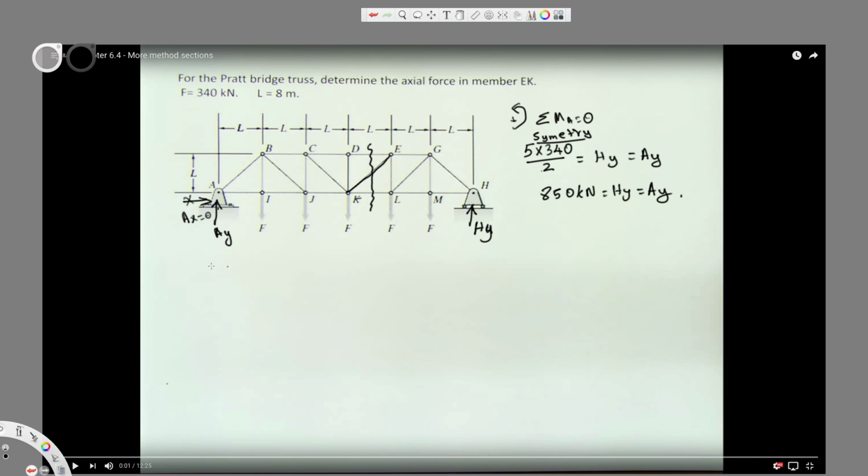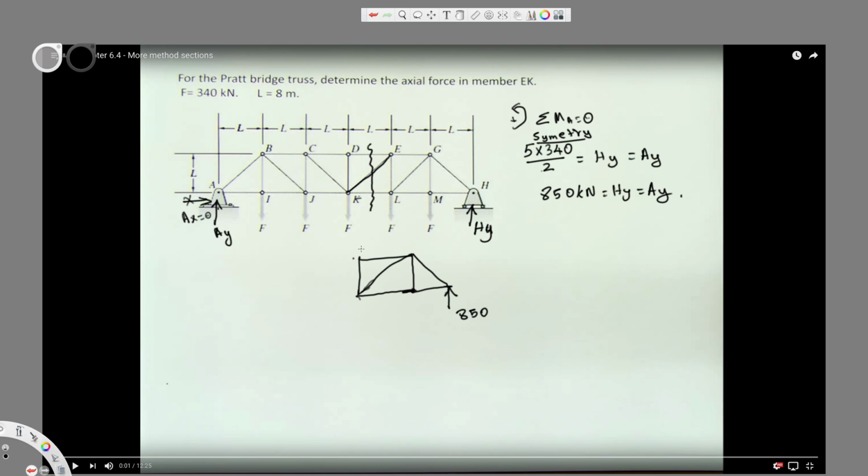From this information, first of all, I had to draw this separately. So I draw this part. I'm taking this side because this is easier to solve. This side has too many things going on. If I take this one, I know there's a force acting on it. This is Hy, and we got it positive, therefore it's going to be 850 kilonewton.